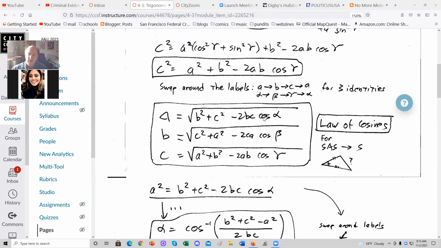These are for, because of the cosine function, of course. They're useful for side angle side. Given a side, an angle between, and another side, then this finds the third side.